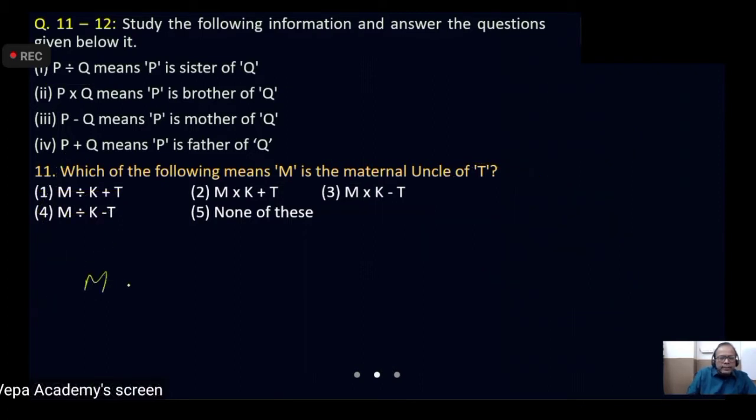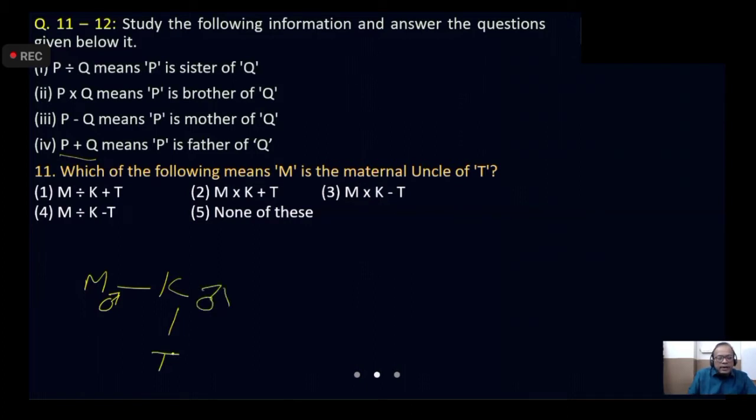What is 2? M into K means M is brother of K. Brother means male. Then K plus T. Where is plus defined? Choice, instruction number 4. Here plus means what? Father. So K is father of T.